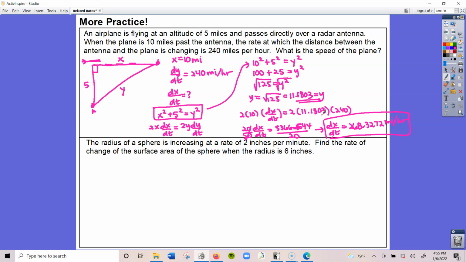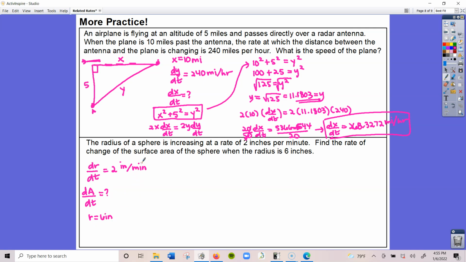For this next one, we have the radius of a sphere is increasing at a rate of 2 inches per minute. So I got here dr/dt. We're told it's increasing, so that's a positive 2 inches per minute. Find the rate of change of the surface area of the sphere. So we're looking for dA/dt when the radius is 6 inches.